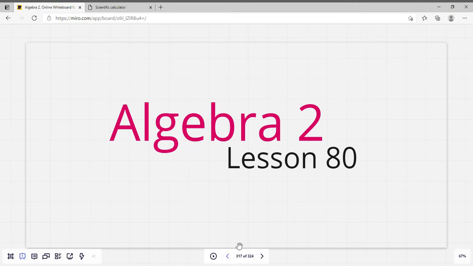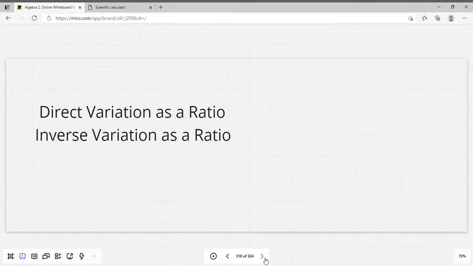This is Algebra 2, Lesson 80, and this lesson covers direct variation as a ratio and inverse variation as a ratio.